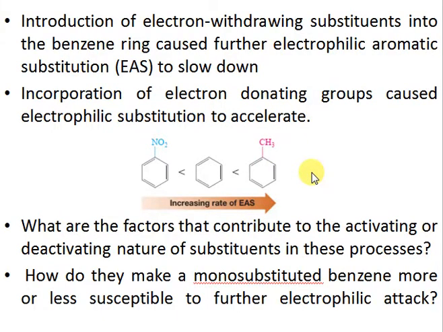Now, you might consider what are the factors that contribute to the activating or deactivating nature of the substituents. What makes these substituents activate or deactivate the benzene ring? It may also come to your mind how these substituents make a monosubstituted benzene ring more susceptible or less susceptible to reaction. It means which group should be present on the benzene ring which will further increase or decrease the rate of reaction. So we understand the basic concept of how we can increase or decrease the rate of reaction. We can carry out the reaction or make the product according to our demand, right?